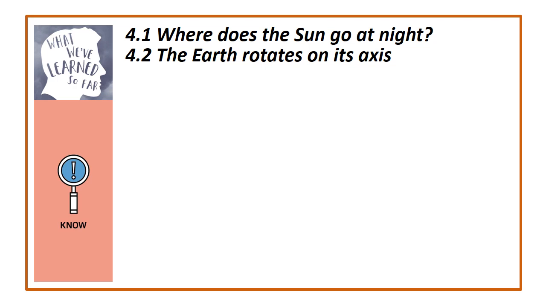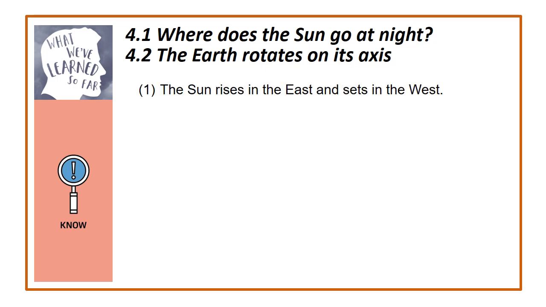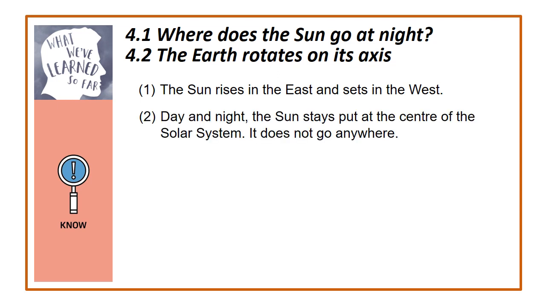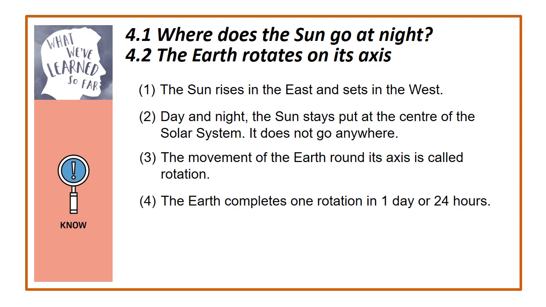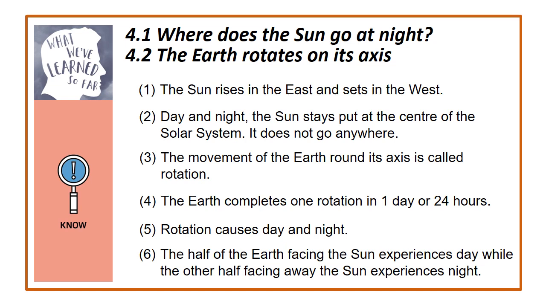Let's sum up what we have learned so far. The Sun rises in the east and sets in the west. Day and night, the Sun stays put at the center of the solar system. It does not go anywhere. The movement of the Earth round its axis is called rotation. The Earth completes one rotation in 1 day or 24 hours. Rotation causes day and night. And lastly, the half of the Earth facing the Sun experiences day, while the other half facing away from the Sun experiences night.